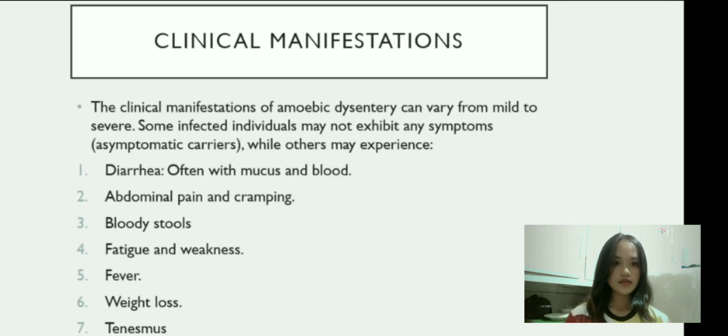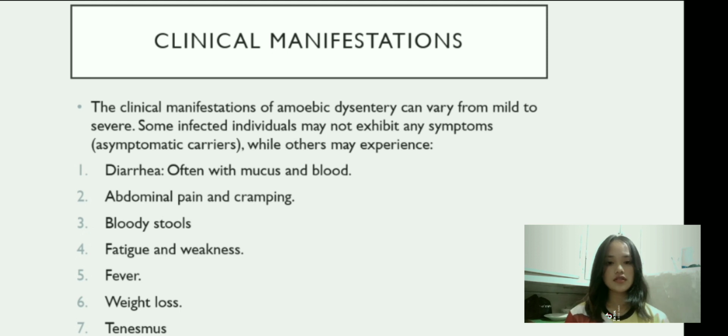Amoebic dysentery caused by the parasite Entamoeba histolytica can lead to a range of clinical manifestations. The severity of symptoms can vary from mild to severe. Some individuals may be asymptomatic carriers of the parasite, while others may experience the following clinical manifestations: diarrhea, abdominal pain and cramping, bloody stools, fatigue and weakness, weight loss, fever, and tenesmus.